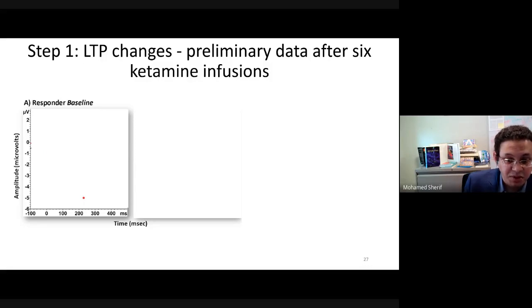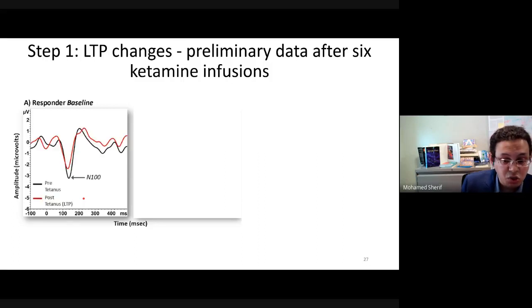What we have seen is that at baseline, so before ketamine treatment, the N100 does not change. So the black pre-tetanus and the red post-tetanus do not vary that much. And usually the way that we calculate the N100 amplitude is from the trough to the previous peak. So the red trough to the red peak is more or less the same as the black trough to the black peak.